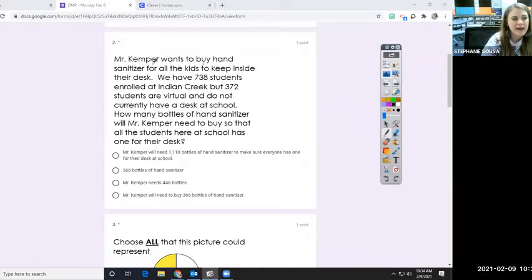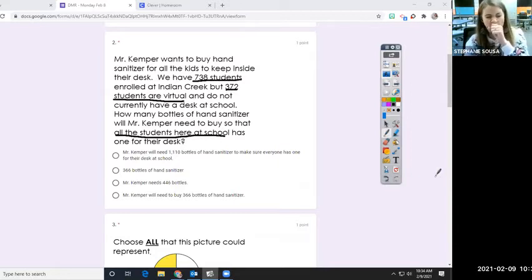Okay, here we go. This says, Mr. Kemper wants to buy hand sanitizer for all the kids to keep inside their desk. We have 738 students enrolled at Indian Creek, but 372 students are virtual and do not currently have a desk at school. How many bottles of hand sanitizer will Mr. Kemper need to buy so that all the students here at school have one for their desk? Well, in order to figure that out, we got to figure out how many students have a desk at school, because right now we do not know that.